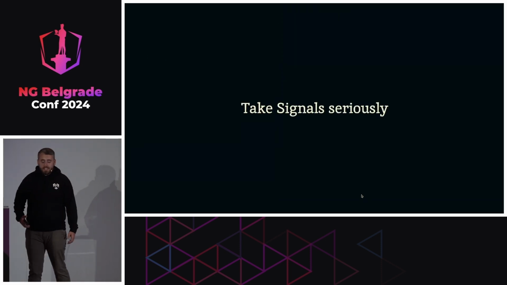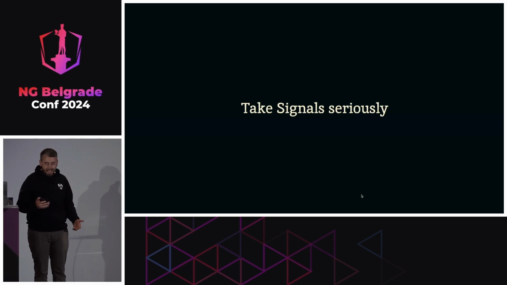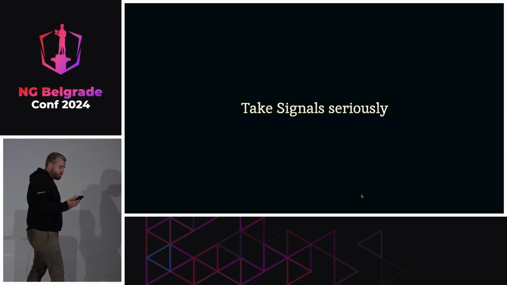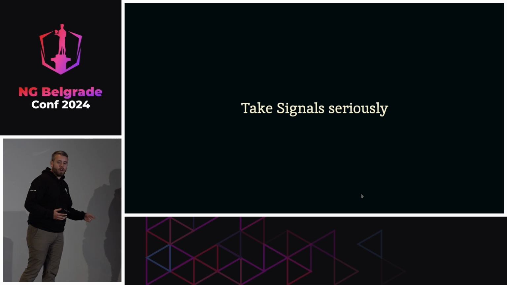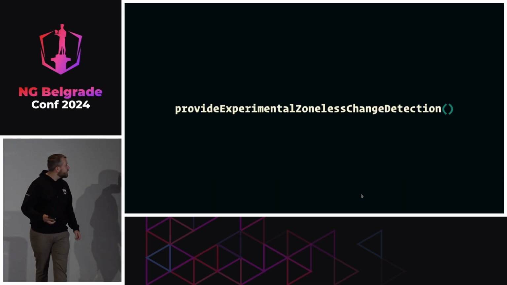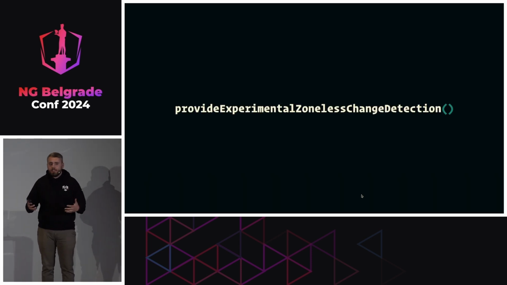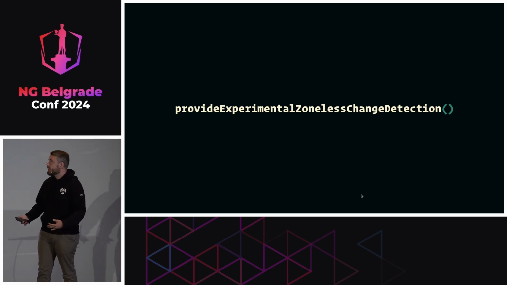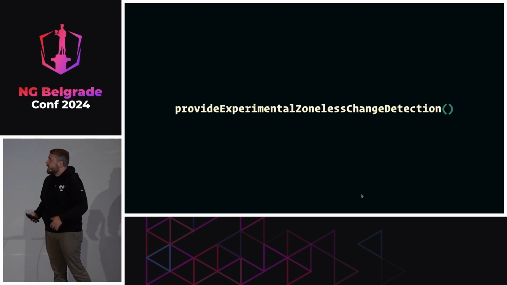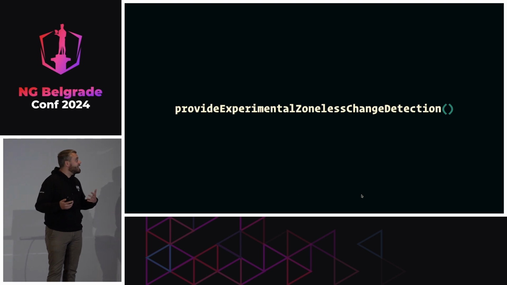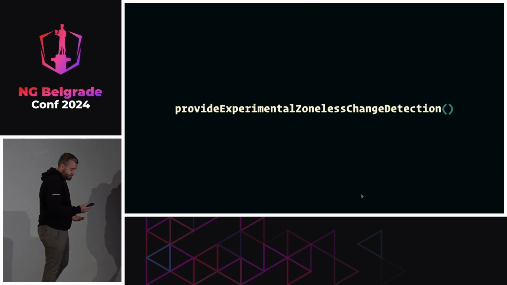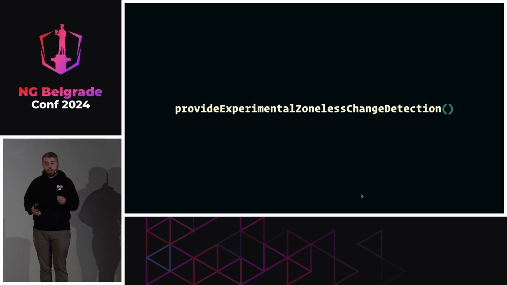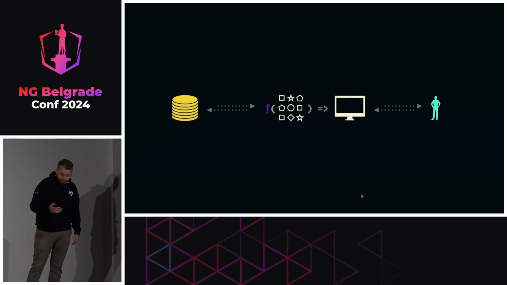But in all seriousness, we should take signals seriously. It's hard to express for me how much of a game changer signals really are for Angular applications. And we're already starting to see some previews of how Angular is going to change and mature as a result of signals. Angular 18 released an experimental API called provideExperimentalZonelessChangeDetection. It's going to let us build Angular apps without including Zone.js. But why is this important?